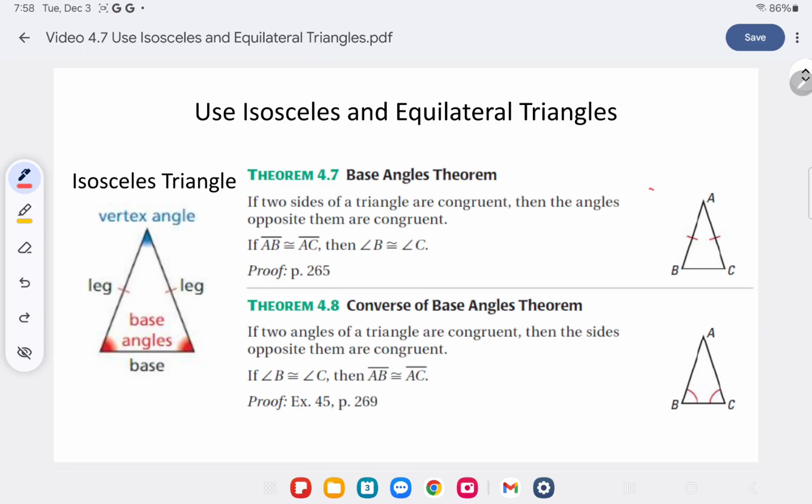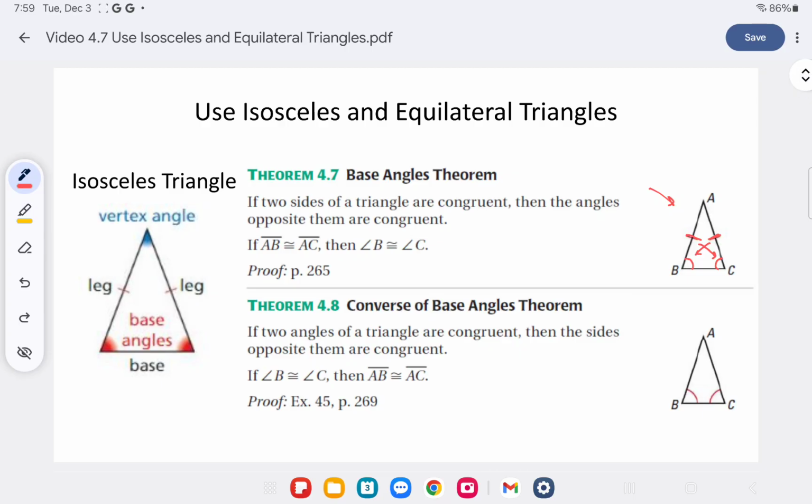So if you look over here at this triangle on the right, AB and AC are marked as congruent, which means since there are two sides that are congruent, there are two angles that are congruent. And the angles that are congruent are across from the sides that are congruent. So the angle across from side AB is C, and the angle across from side AC is B. So angles B and C are congruent.